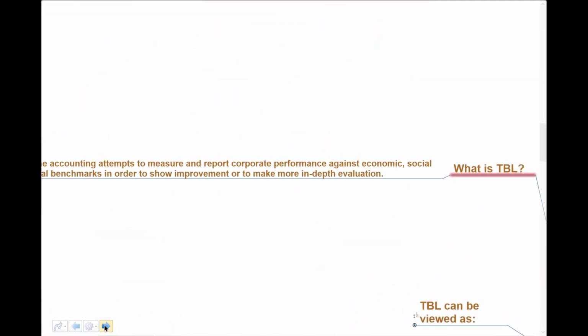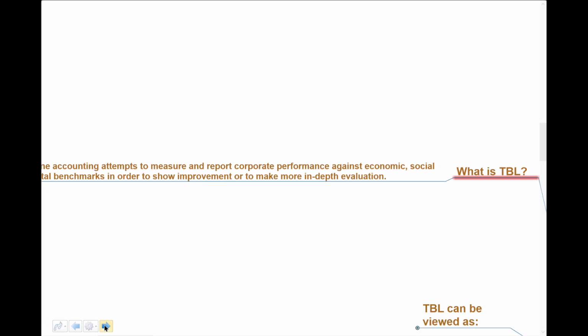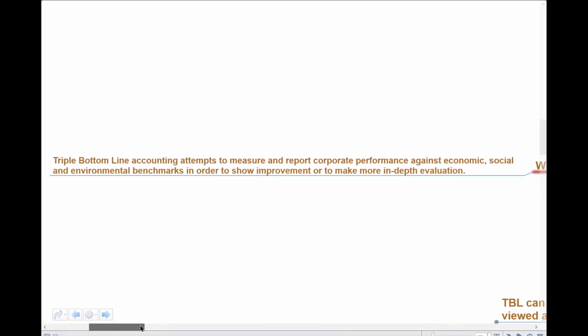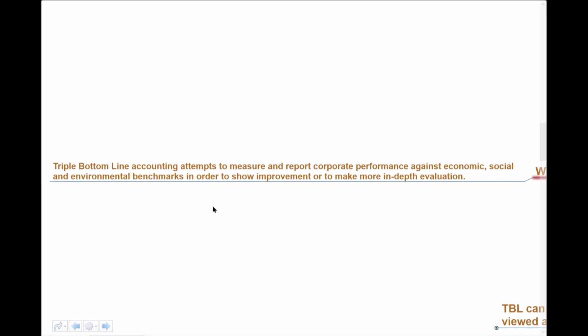Next area here, an interesting one, and this is a method of reporting, as it were: triple bottom line. Now, let me just move this across so that you can see that. Triple bottom line, in terms of a definition, is really about measuring and reporting on corporate performance against these three main areas, economic, social, and environmental benchmarks, to show improvement or to make a more in-depth evaluation.